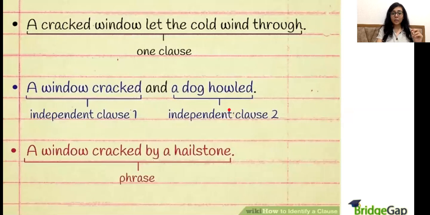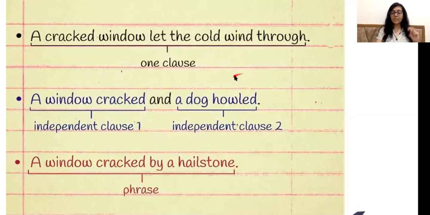A cracked window let the cold wind through. So as you can see here, a cracked window let the cold wind through. It's one clause. But if I say a cracked window and a dog howled, so and is the word. And we know that if I say them separately, they are independent clauses as well. But if I want to read it as a whole sentence, it is connected by the word and. And is nothing but a conjunction. And conjunction means it's a coordinate clause.